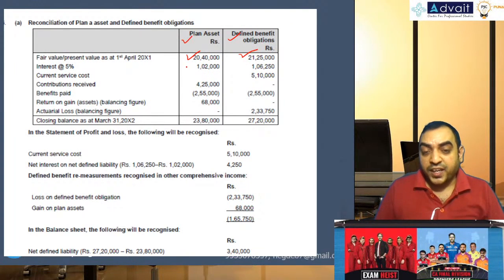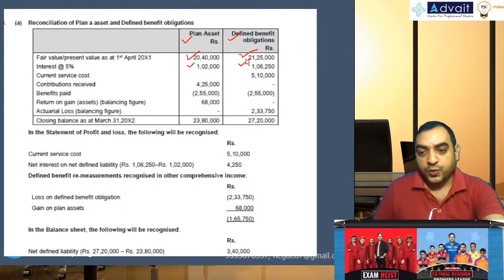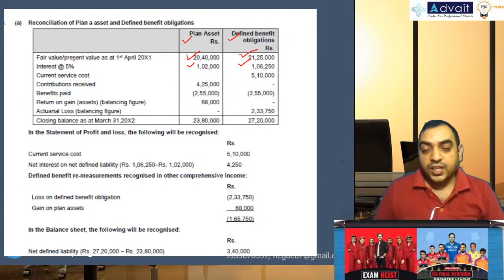Interest you charge at 5% on 20 lakh 40,000 and 5% on 21 lakh 25,000. Current service cost, that is an expense that goes to liability, that will not come in the plan assets. Contribution received is a saving that will only go to plan assets. Benefits paid, when you make a payment, that will go to liability, will reduce, asset also will reduce. So both places you subtract.